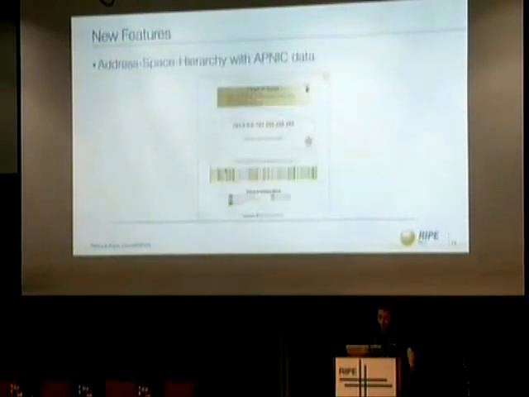Then we have another feature that was added since RIPE 64, an improvement for the address space hierarchy. Before, we were only able to use RIPE database information for that, but we added the APNIC dataset. So with a click of a button, you can switch the address space hierarchy between showing the information for the RIPE database or APNIC.